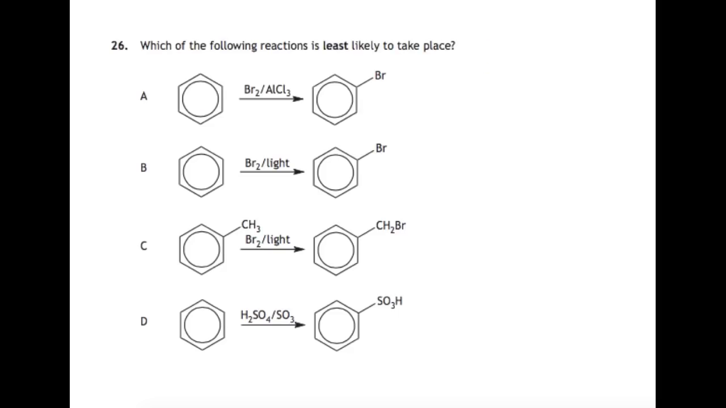Okay, question 26 is looking at reactions of benzene rings. So here we have bromine and we have AlCl3. That is acting as a catalyst, so this reaction can take place. When you've got bromine with light, you're looking at doing a free radical reaction and substituting. However, that's not possible with the ring, so that won't happen. However, substituting onto the CH3 group can happen. And then here you've got sulfonation. So the reaction that can't happen is B.